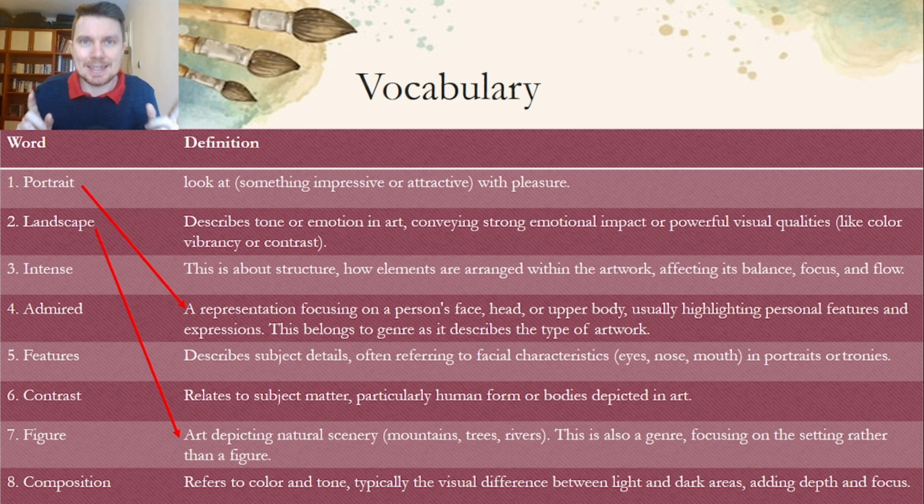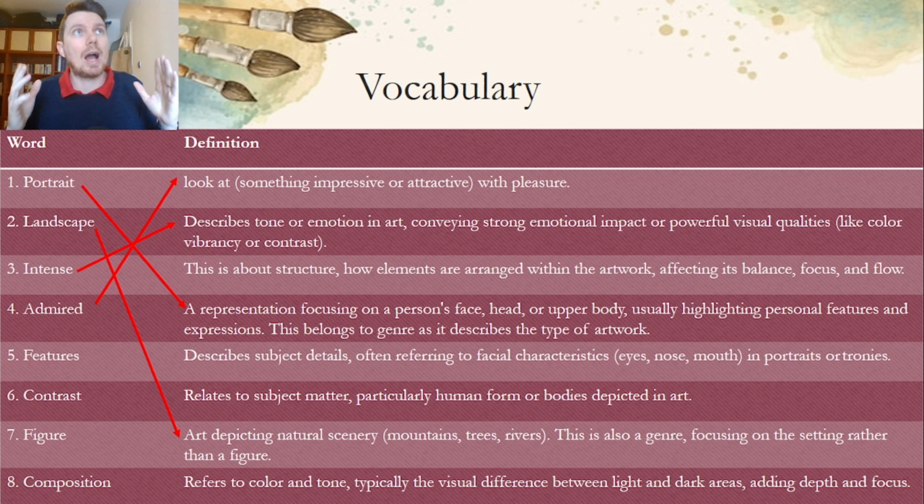Okay, the next word is intense. Now, intense describes the tone or emotion in art. It conveys strong emotion or impact or powerful visual qualities like color, vibrancy, or contrast. Right? So an intense emotion is a strong emotion. It adds emphasis to the next word. Admired. So admired is when you look at something impressive or attractive with pleasure. You admire someone or something because they've done something amazing. And you think, how did they do that? That is fantastic. Wow, I really admire that piece of work.